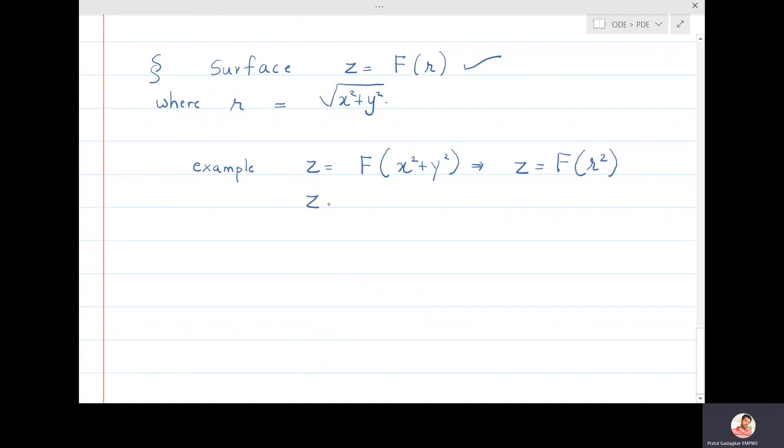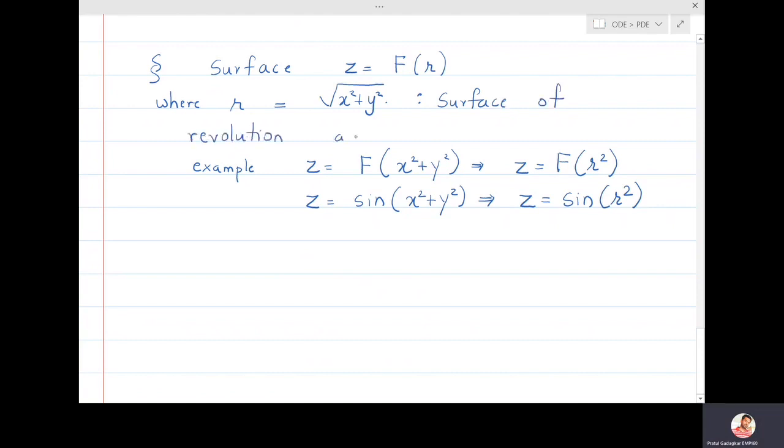You can also write z is equal to sine of x square plus y square. How can I fit it in this form? I will write z is equal to sine of r square, meaning z is equal to sine of x square plus y square. So this fits into this type. Such a surface, which is of the form z is equal to f of r, is called a surface of revolution about the z axis.